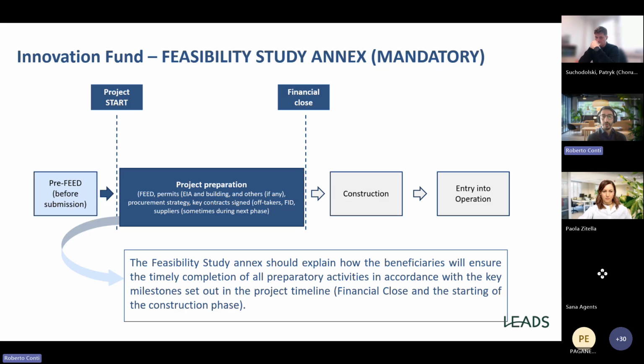Then, when you reach the financial close, so the final investment decision, you start the construction, and then you go to the operation phase. The feasibility study should explain how the beneficiary will ensure the timely completion of this project preparation phase, the first phase, in accordance with the milestones and the timeline. So you should demonstrate how you can reach the financial close.